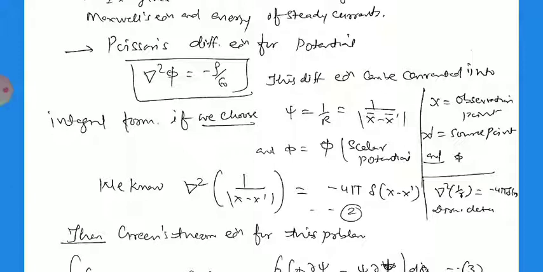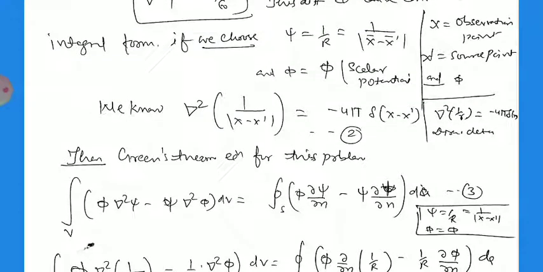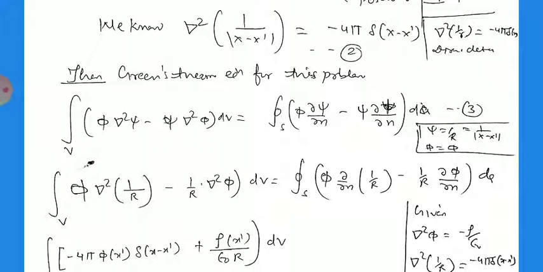So in the Green theorem, we have to substitute these values of psi and phi and use the del square formula. We obtain the Green theorem: the volume integration of phi del square psi minus psi del square phi equal to the surface integration of phi del psi by del n minus psi del phi by del n. Here psi equal to 1 by r equal to 1 divided by |x minus x dash|, and phi equal to phi. So the volume integration of phi del square 1 by r minus 1 by r del square phi equal to the surface integral of phi del by del n of 1 by r minus 1 by r del phi by del n dA.